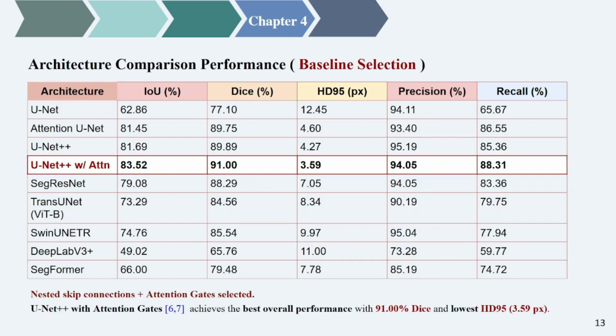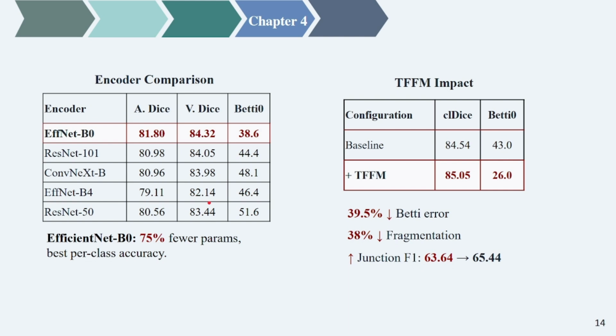Here are the baseline numbers. You can see UNet++ with attention gate hitting a 91% Dice score, but even here we still saw fragmentation. High Dice did not mean no fragments. That's why we needed to move beyond just picking a good architecture. This slide shows the TFFM impact on the right. We took the EfficientNet-B0 encoder baseline and plugged in the TFFM. The Betti error, which counts the total fragmentation, dropped by 38%, with other values holding.